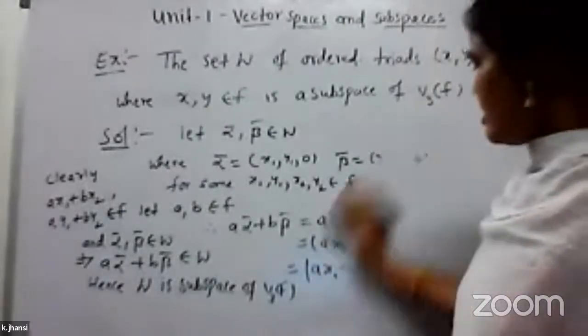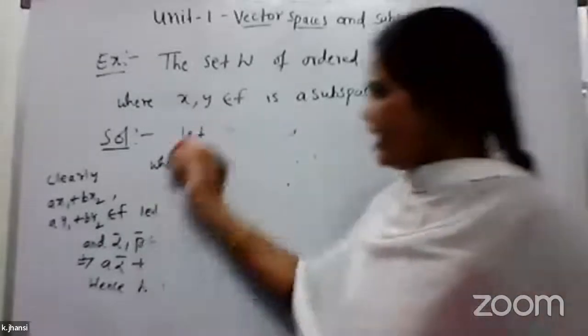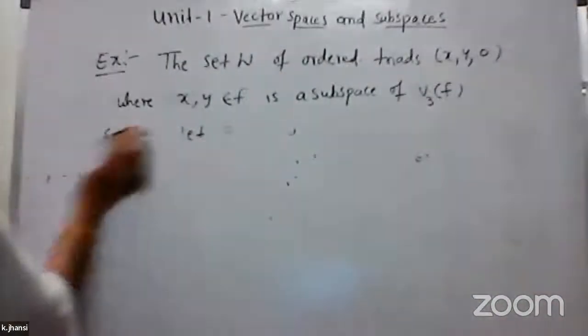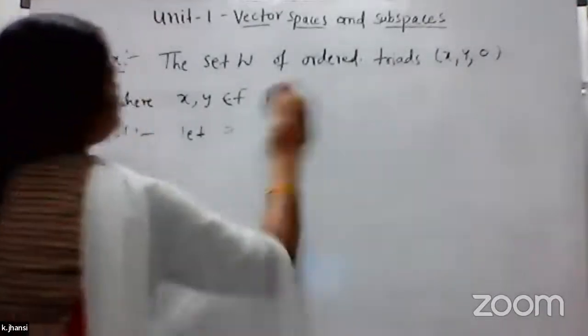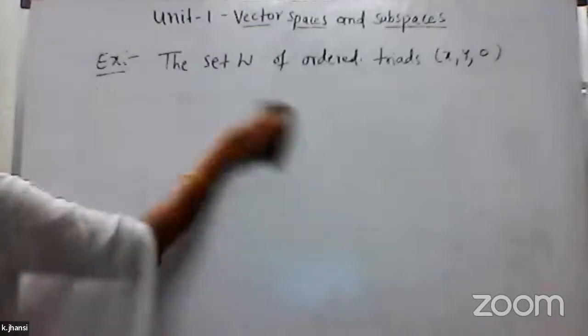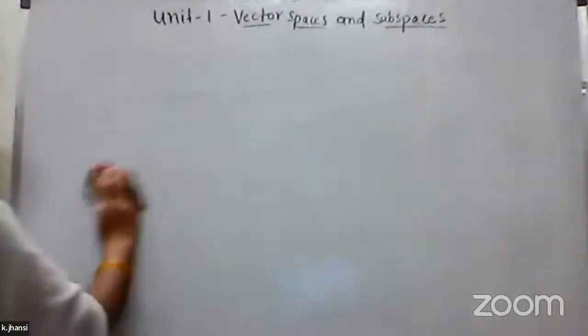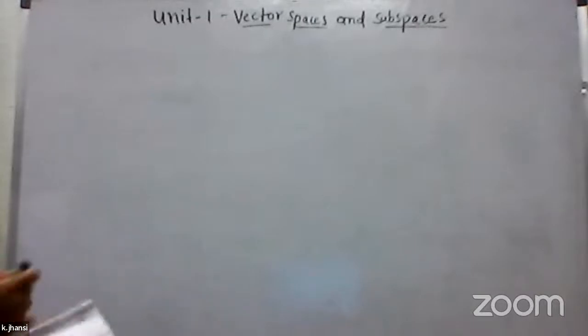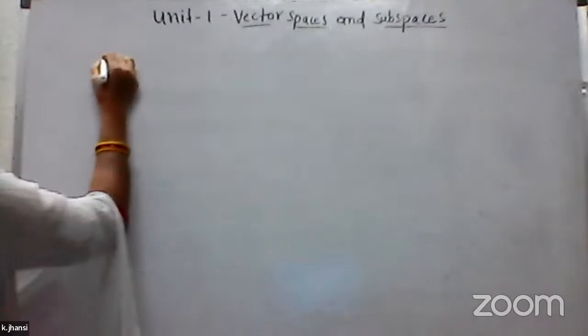After the subspace, you have the linear combination of vectors.